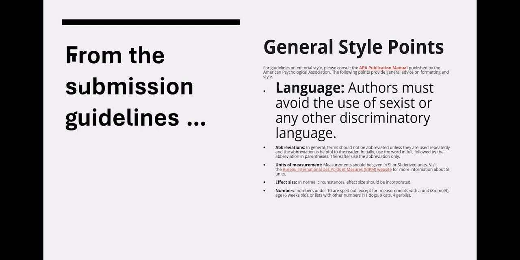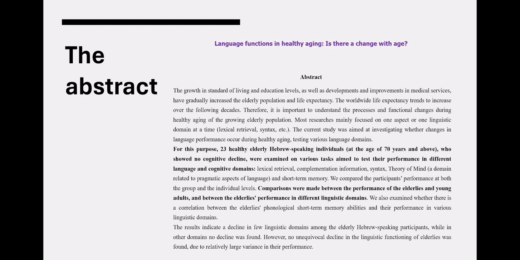And here's their abstract. Now, it's kind of small. I'm sure you'll have a little bit of problems reading it. Maybe not, because you're looking at your computer screen. Language functions in healthy aging: is there a change with age? For this purpose, 23 healthy Hebrew-speaking elderly individuals at the age of 70 years and above who showed no cognitive decline were examined on various tasks aimed to test their performance in different language and cognitive domains. Comparisons were made between the performance of the elderlies and young adults, and between the elderly's performance in different linguistic domains. Again, I checked other academic articles and some of them do use elderly. I found elderly very offensive. It said the age of 70 years and above.